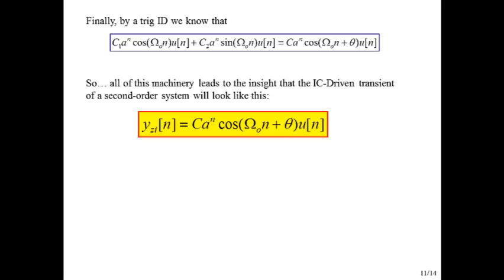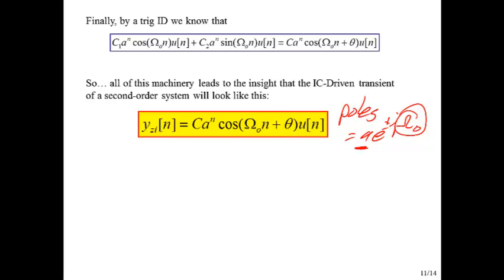Now, A and omega 0 tell us the poles. So the poles of this system will be equal to A e to the plus or minus j omega 0. This A here tells us how close the poles are to the unit circle, and the omega 0 tells us where they are on the unit circle.